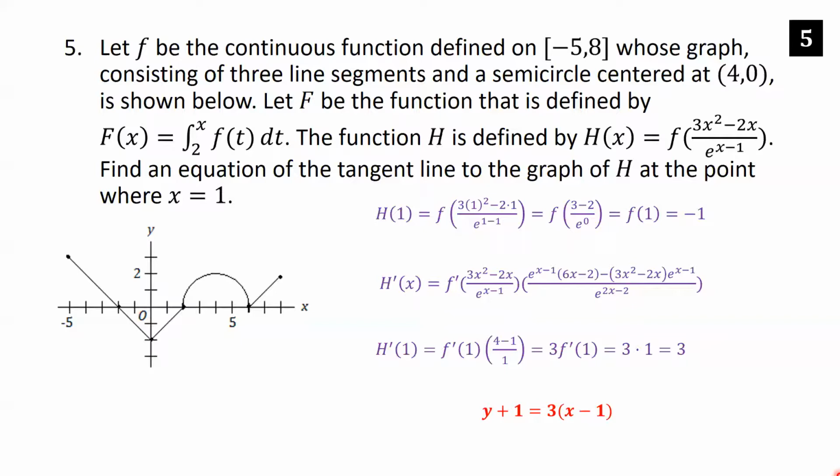And now we could go ahead and write an equation of the tangent line using point slope form. It's y minus -1, or y plus 1, is equal to the slope, which is 3, times x minus 1.